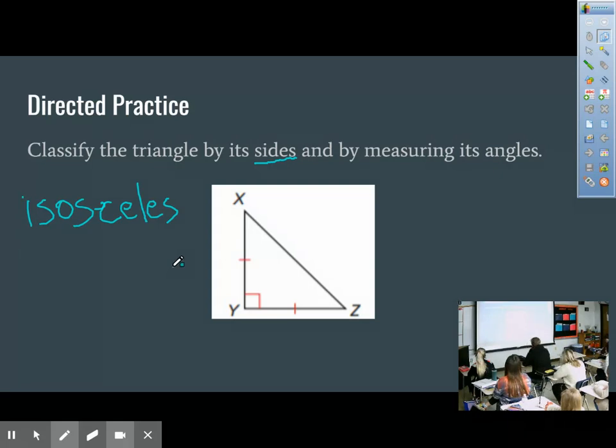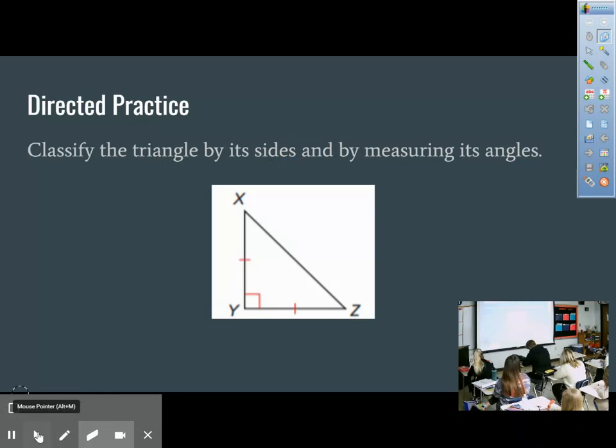All right, and then you measure its angles, which instead of measuring it, we're just going to look at it. Grace, what do you notice about the angles? Yeah, perfect. It has a right angle, therefore it would be considered a right triangle. So it's isosceles because it has two sides congruent, and it's right because it has a right angle marked.